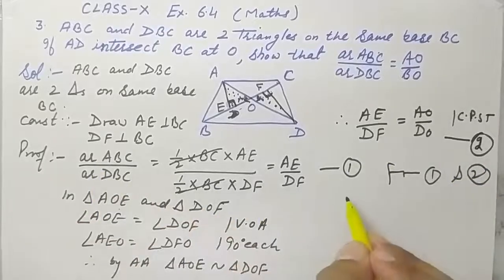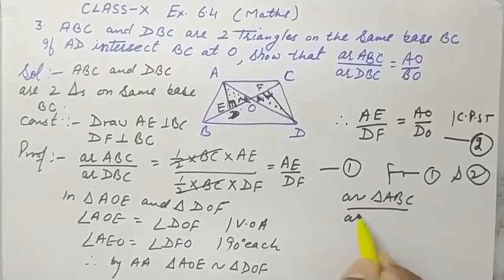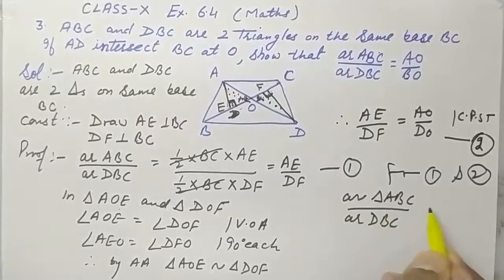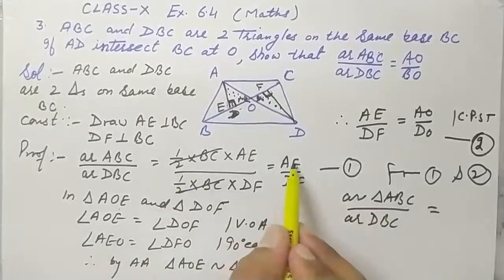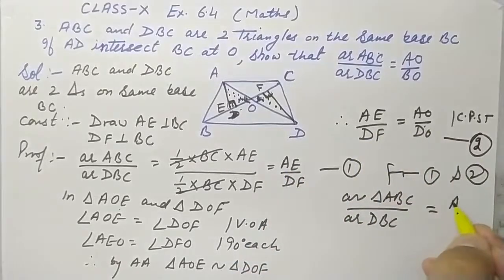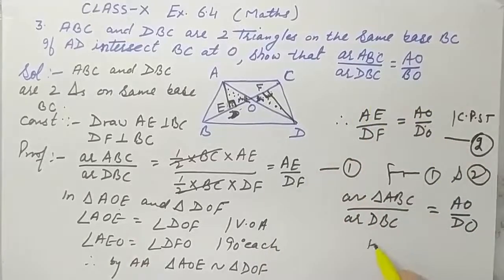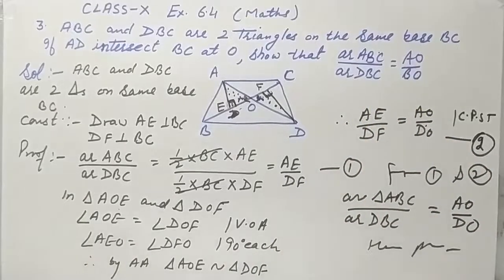So area of triangle ABC over area of triangle DBC will be equal to, see here it is AE over DF, but AE over DF is equal to AO over DO. So we'll write AO over DO. So this is only what we need to prove. So hence proved, we'll write here. Okay, this way we will do this question.